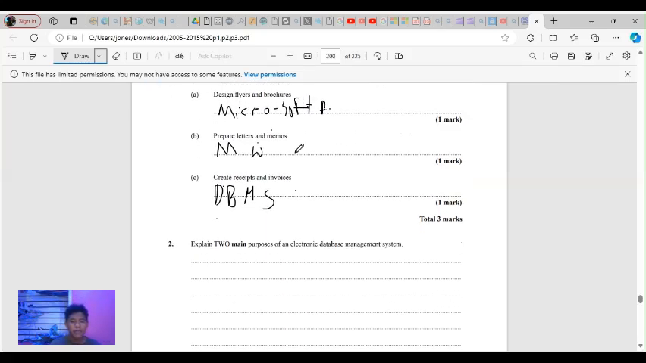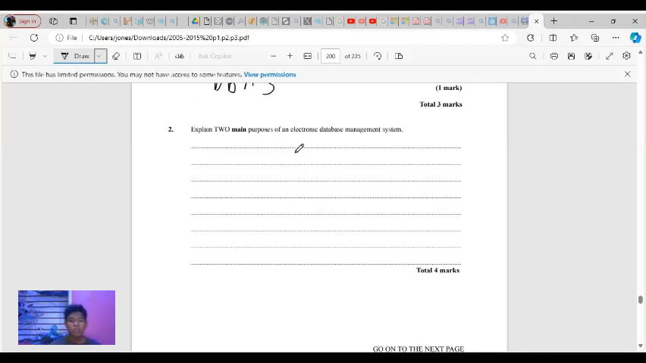Let's review the answers. For number eight, designing flyers and brochures: Microsoft Publisher. We have preparing letters and memos, which everybody knows is Microsoft Word. And C, creating receipts and invoices: database management systems.